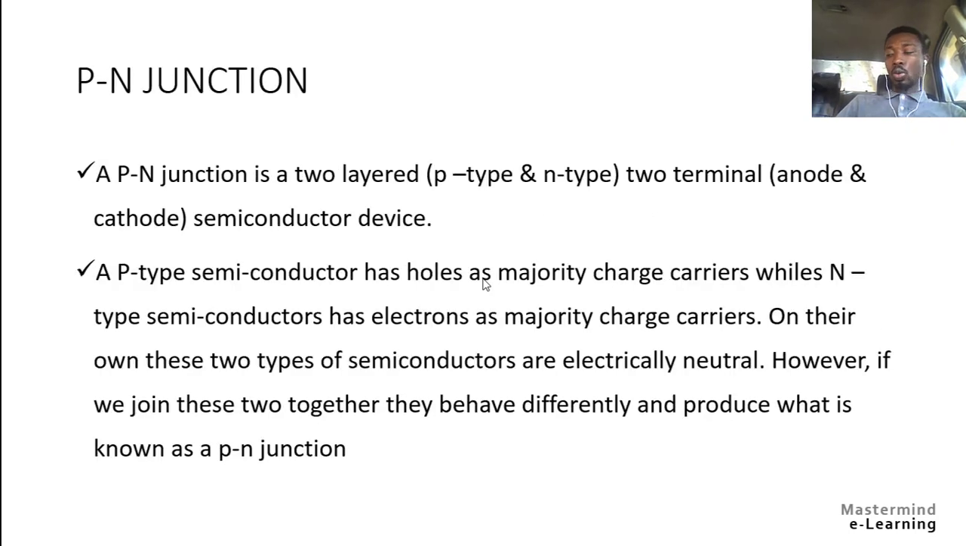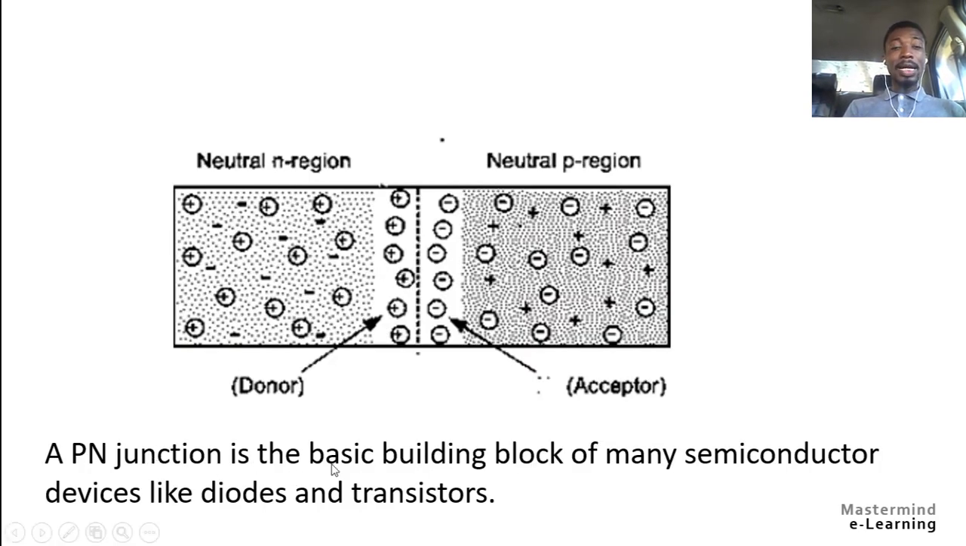Now let's go on to look at the p-n junction. A p-n junction is formed when you join the p-type semiconductor and the n-type semiconductor together. A p-type semiconductor has holes as its majority charge carriers, whilst the n-type semiconductor has electrons as its majority charge carriers. On their own, these 2 types of semiconductors are electrically neutral. However, when we join these 2 together, they behave differently and produce what is known as a p-n junction. A p-n junction is the basic building block of many semiconductor devices like diodes and transistors.